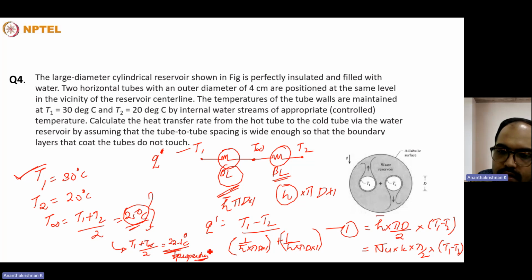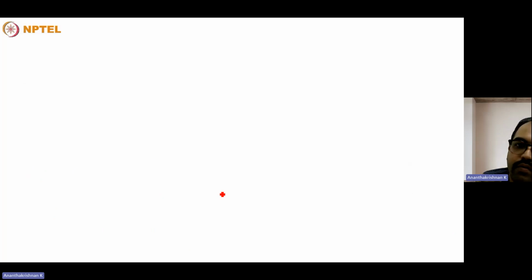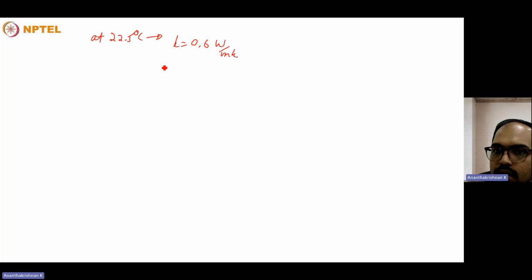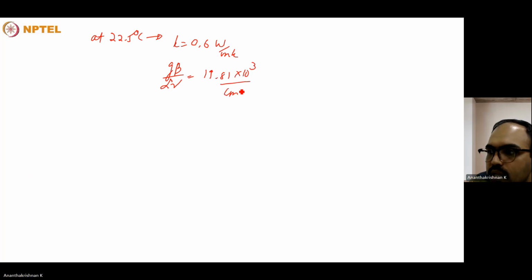So there was a small correction from what I mentioned in the previous discussion. The properties need to be calculated at this temperature, and then the temperature difference across the boundary layer will be 5 degrees Celsius, basically 30 minus 25. So at 22.5 degrees Celsius for water, k is equal to 0.6. Then the value of g beta divided by alpha nu will be equal to 19.8 into 10 cube per centimeter cube Kelvin, and the Prandtl number will be equal to 6.21.